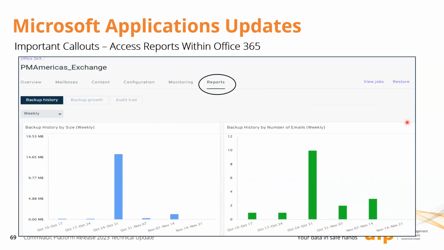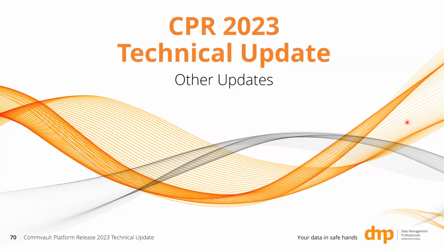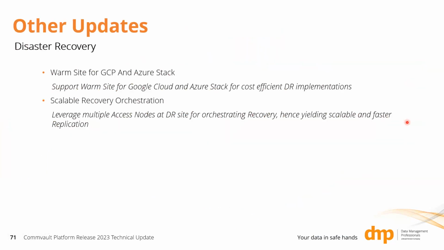And there's a new reports tab available, which gives you a very nice overview of your backup history of your Office 365 backups. Then I have a quick bullet point summary of all the other updates in this feature release. You will get this presentation from our other departments, so you can go through it later yourself. And if you have any additional questions, of course, you can always contact us.